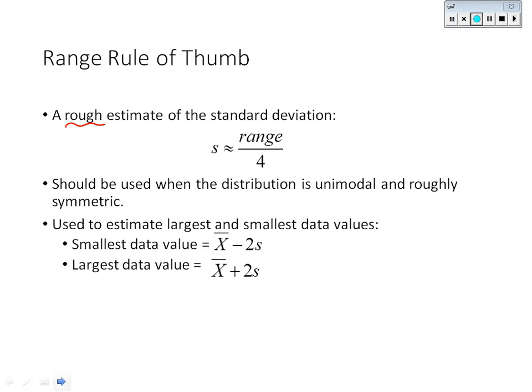You can use it to estimate smallest and largest data values. You can take your mean minus 2 standard deviations. That should roughly be your smallest data value. Your largest data value would be your mean plus 2 standard deviations. And again, these are estimates. They're actually very rough estimates.